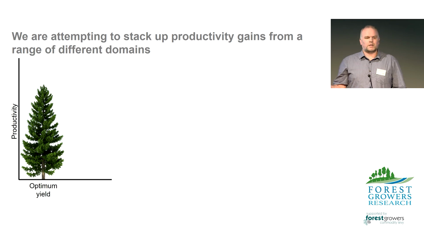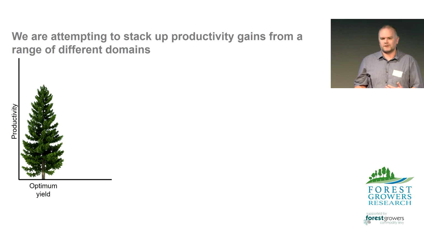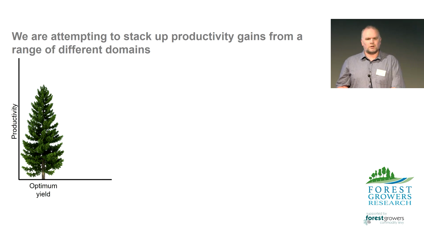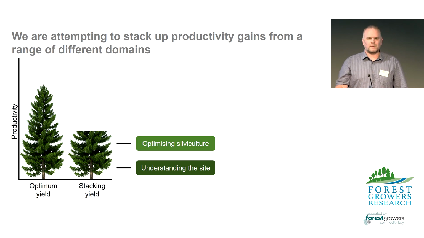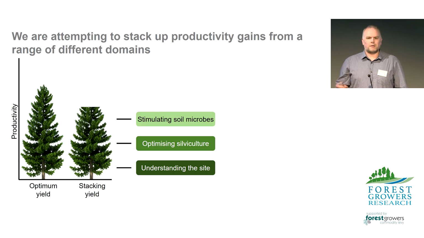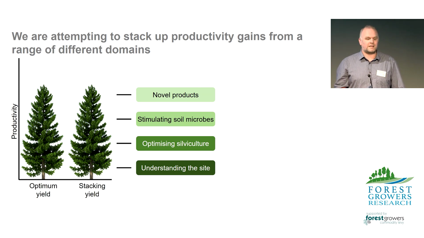So overall, we're trying to bring a lot of different domains of science together to stack up our productivity gains. If you look at this plot, for a given site, you've got an optimum yield and you're trying to get as close to that as possible. So we can see that we can start getting close to that by understanding the site. By bringing in the right silviculture, we can get even closer. By working with the soil microbes and getting them on your side, you can get even closer to that target. And then perhaps by some new products to further encourage stimulation and to get the trees as healthy as we can, we can actually get close or even achieve that target of the best possible growth we could get.